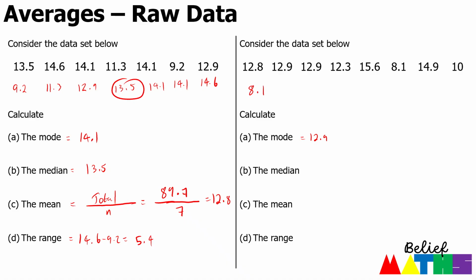We're going to put them in order, so 8.9, then we've got 8.1, then we've got 10, then we've got 12.3, 12.8, 12.9, 12.9, 14.9, and 15.6. So we should have 1, 2, 3, 4, 5, 6, 7, 8 values.